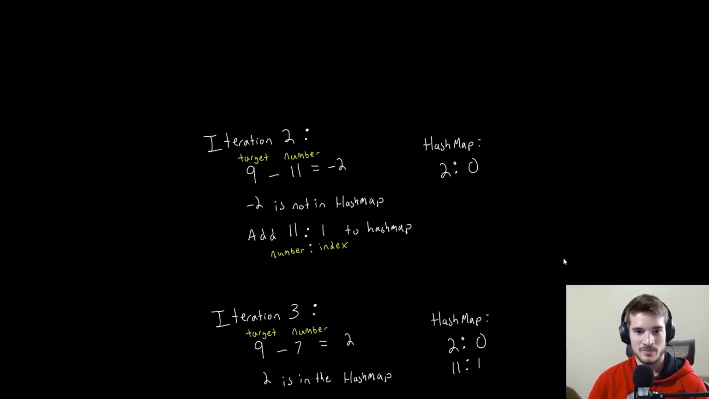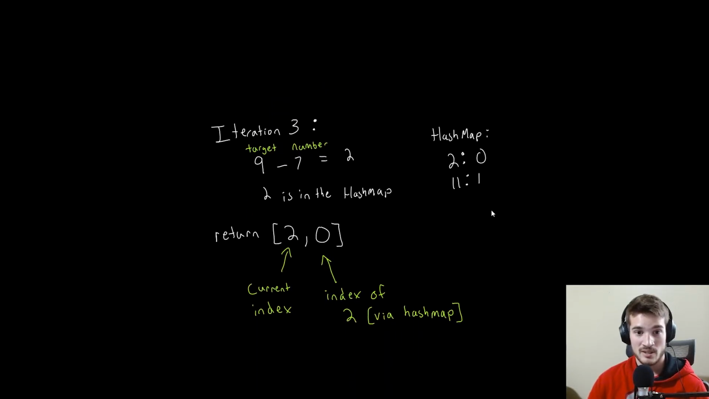So for iteration 2, our number is 11. Since our target is 9, we're going to be checking if negative 2 is in the hash map. Negative 2 is not in the hash map yet, so we're going to add our current number, which is 11, and its index 1, to the hash map. So 11 colon 1 will now be in the hash map. Now in our third iteration, our number is 7. Since our target is 9, 9 minus 7 equals 2. We already saw 2 in the first iteration, so 2 colon 0 is already in the hash map. Our current index is 2, because we're on iteration 3, and we see by getting from the hash map that the index of 2 is 0. So we're going to return an array of 0, 2.